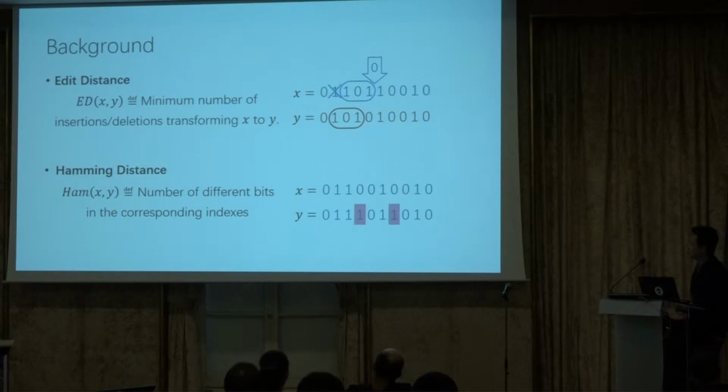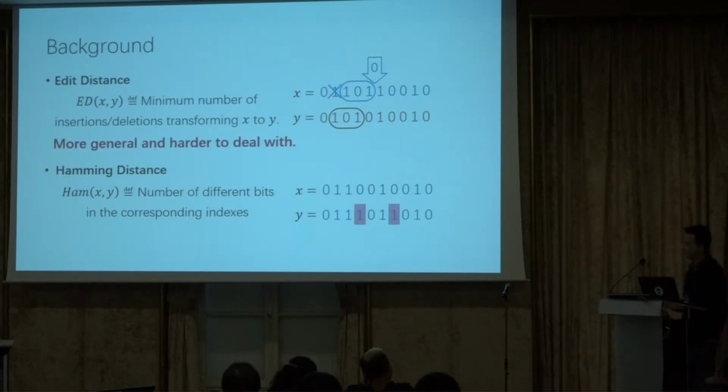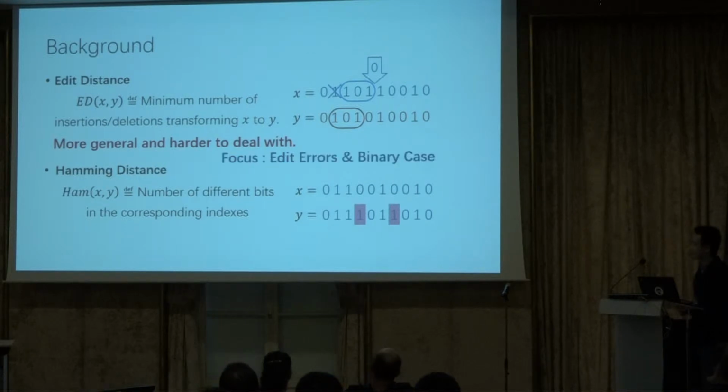The main difference between the edit distance and the Hamming distance is that the edit distance will cause a shift on the substrings. For example, the substring 101 appears in both strings, but their positions are different. This will cause a lot of Hamming errors. One Hamming error can be considered as one insertion after one deletion. So the edit errors are more general and harder to deal with. In this work, we only focus on the codes and the document exchange about edit errors and strings in the binary case.